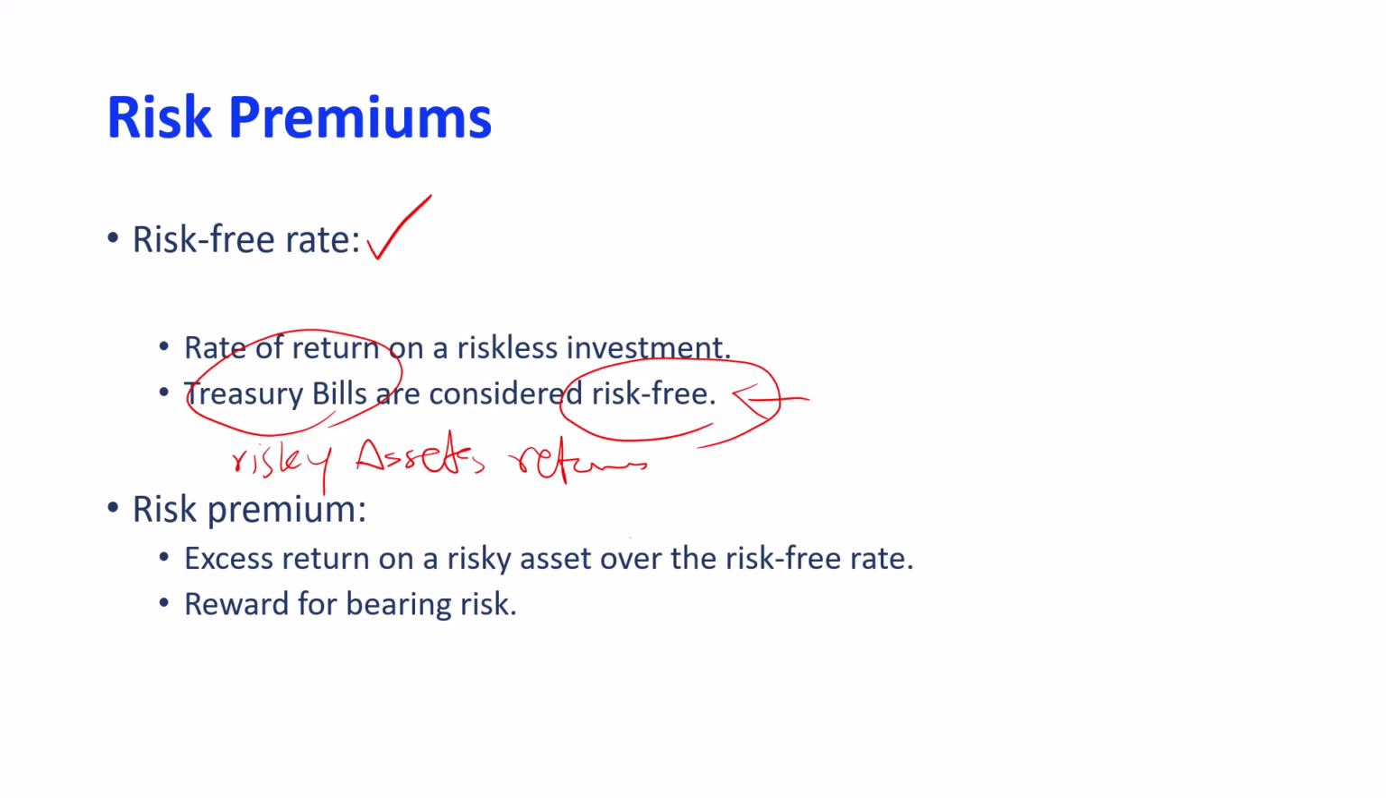But if you want to take on some risk for a higher potential return, then you should be rewarded for that. So if the rate of return on, for example, small company stocks is really high, that's your reward for bearing the risk. So excess return on risky assets over the risk-free rate is going to be called a risk premium. That's your reward for bearing the risk.